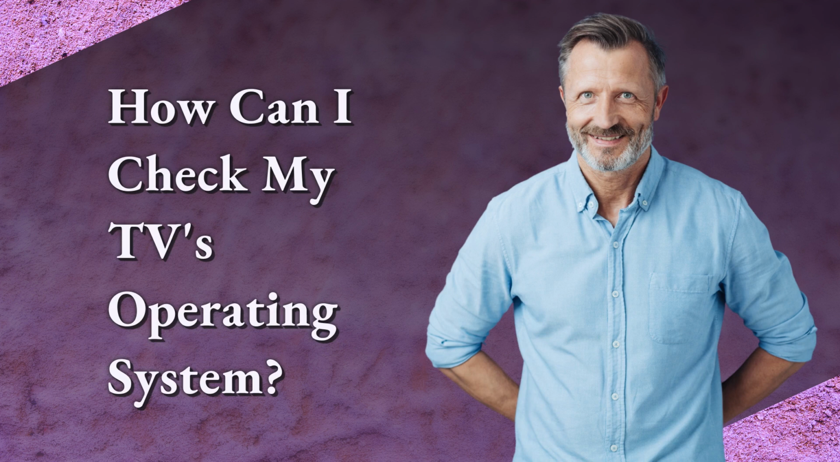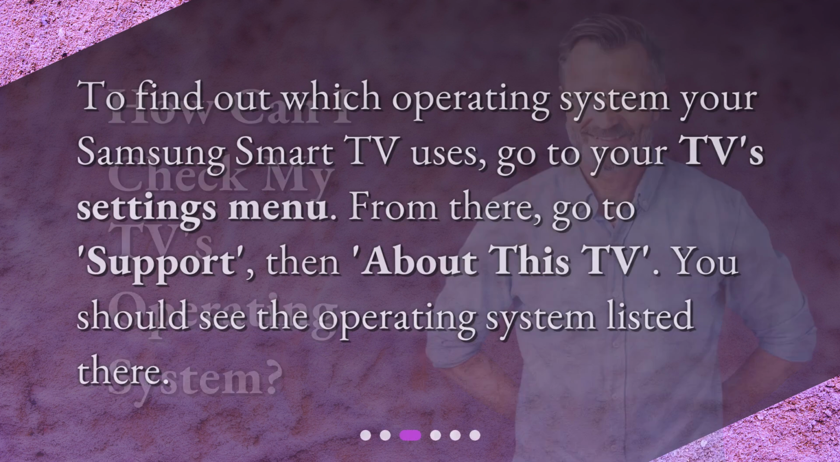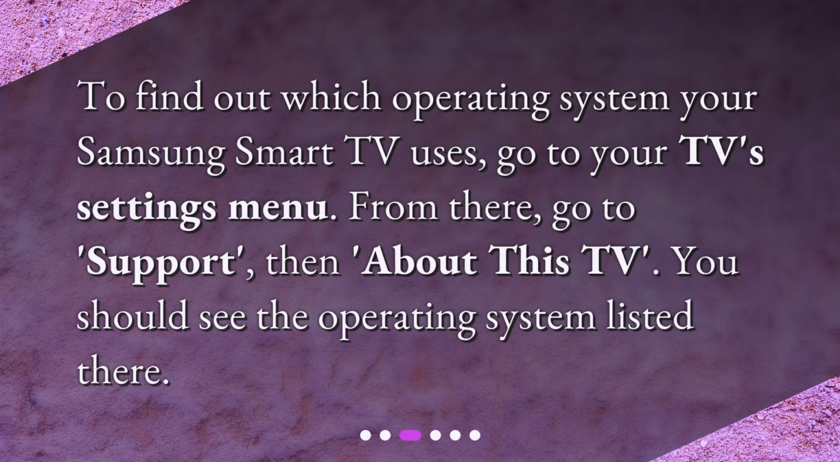How can I check my TV's operating system? To find out which operating system your Samsung Smart TV uses, go to your TV's settings menu. From there, go to Support, then About this TV. You should see the operating system listed there.